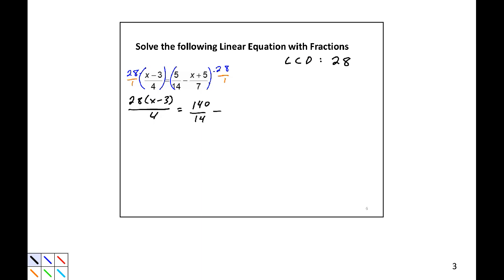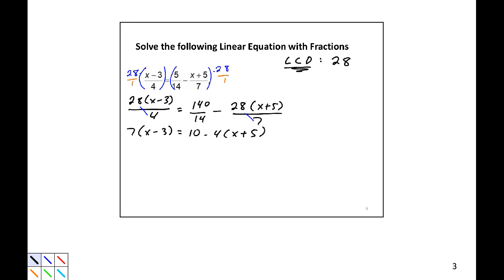Now, over here, we've got 20 minus 28 times x plus 5 quantity divided by 7. Now, I'm going to reduce everything. The point of using the least common denominator is that all of my fractions will reduce. So, on the left side, the first of these, I'm going to divide 28 by 4, so that is 7. So 7 times x minus 3. 140 divided by 14 is 10. And here I'm going to divide 28 by 7. So that's minus 4 times x plus 5.